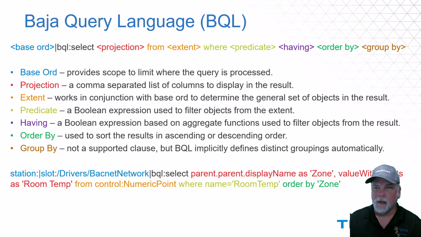The predicate in green has the where clause there. And the predicate is a Boolean expression that helps us filter things out of the result set when we search based on the extent in the base ORD. We also have a having clause, and that's a Boolean expression that's based on aggregate functions that can also be helpful for filtering things out. The order by clause is used to sort those results in either ascending or descending order. And there's a group by, although not explicitly supported as a clause, we do apply implicit grouping, and we'll talk more about that in a subsequent video.